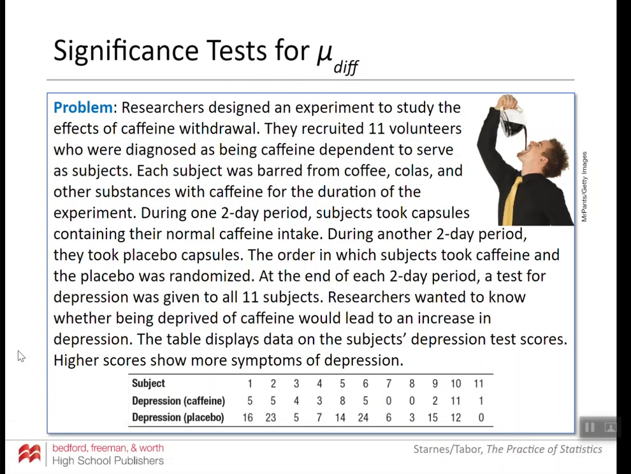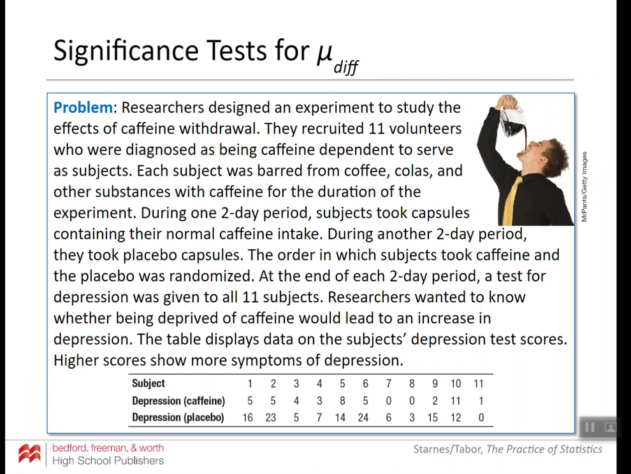So, researchers designed an experiment to study the effects of caffeine withdrawal. They recruited 11 volunteers who were diagnosed as being caffeine dependent to serve as subjects. Each subject was barred from coffee, colas or sodas, and other substances with caffeine for the duration of the experiment. During one 2-day period, subjects took capsules containing their normal caffeine intake. During another 2-day period, they took placebo capsules. The order in which subjects took caffeine and placebo was randomized.